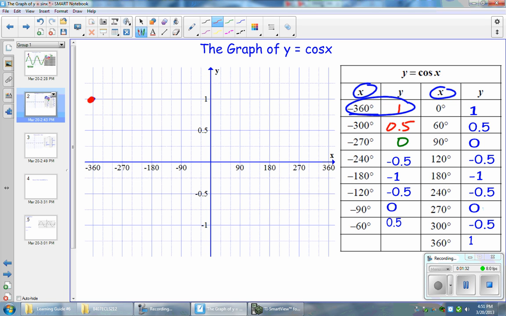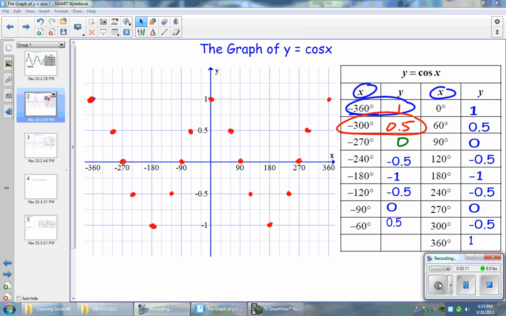Our next point is going to be negative 300, 0.5, so that's going to be located right here. Next point is negative 270, comma 0, which is going to be right at the x-axis, so right there. And if we keep going, we can go to negative 240, comma negative 0.5, so that's going to be right there. I'm going to pause this for a few seconds just so I can plot the rest of the points.